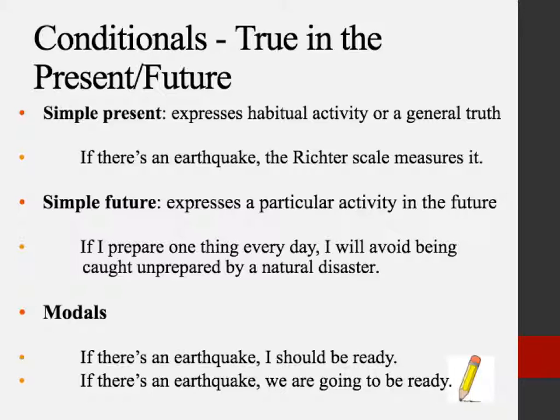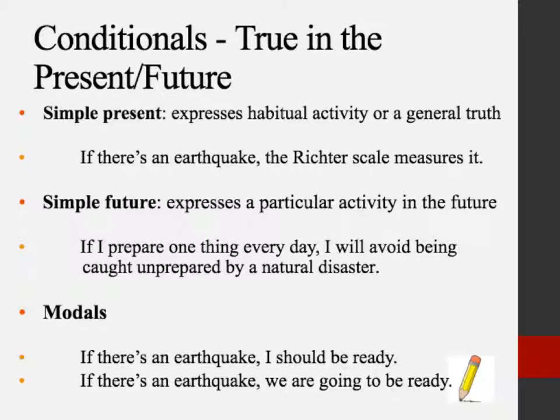The simple future expresses a particular activity or situation in the future. The example sentence, "If I prepare one thing every day, I will avoid being caught unprepared by a natural disaster," refers to an imminent or impending natural disaster that may happen. However, even if the natural disaster does not happen, I will avoid being caught unprepared.